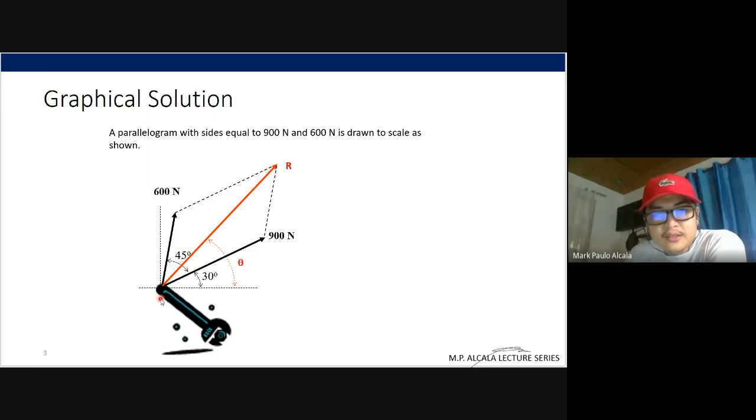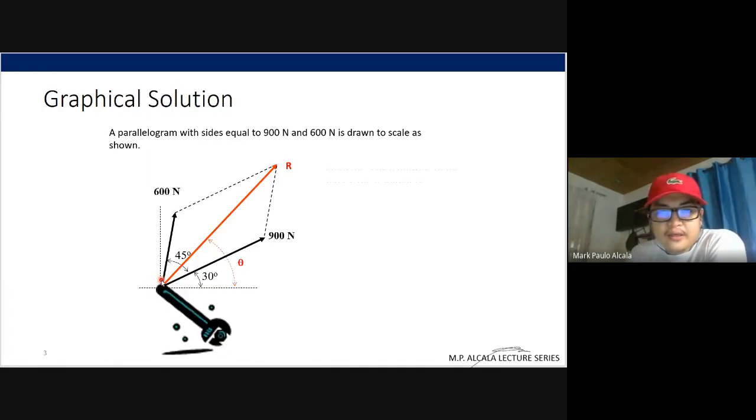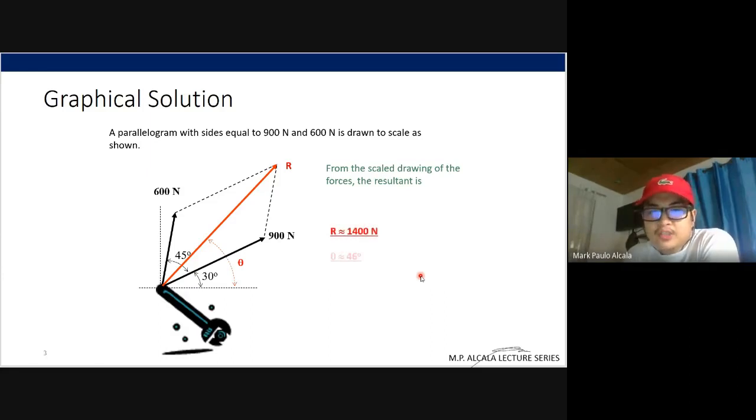In this case, from the example, we will project 600 here, then the 900 newtons here. Then connect the two, we will get the resultant force. Since it is on a scale, you should draw it to scale for the graphical solution. R is approximately 1,400, and the measured angle using a protractor is approximately 46 degrees.